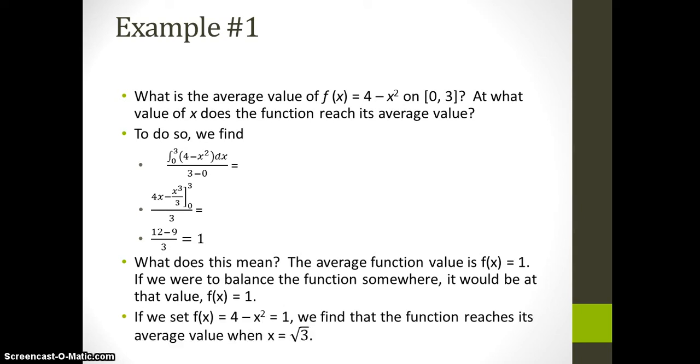The second part of the question asks us, at what value of x does the function reach its average value? Well, if we want to find where the function reaches its average value, we set the function equal to our average value, which in this case would mean that 4 minus x squared is equal to 1. When we solve, we find that the function reaches its average value when x is equal to root 3. But Mr. Smith, you'll say that you can have a possible answer of x is equal to negative root 3. Well, we only want the answer that's actually on our interval. In this case, the interval is 0 to 3. So we only use the positive square root here.